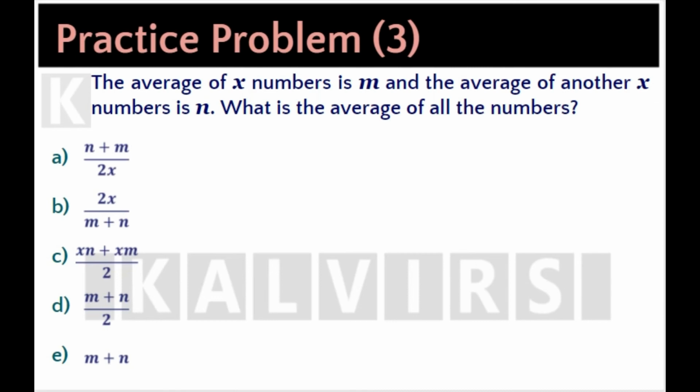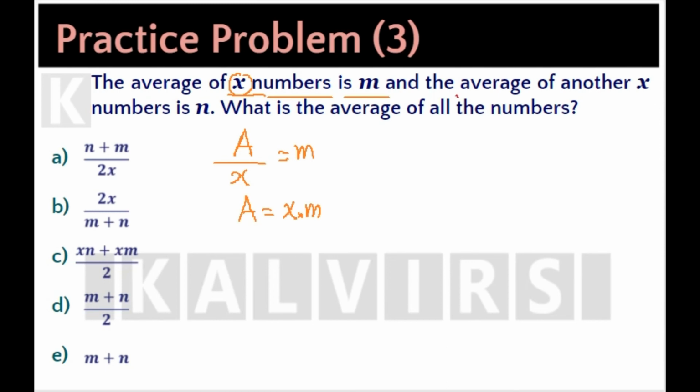The average of x numbers is m, and the average of another x numbers is n. What is the average of all the numbers? Well, first of all, if the average of the first x numbers is m, what is the sum of the first x numbers in terms of x and m? Let a be the sum of the first x numbers. Therefore, a over x equals m. Finally, a equals x times m.